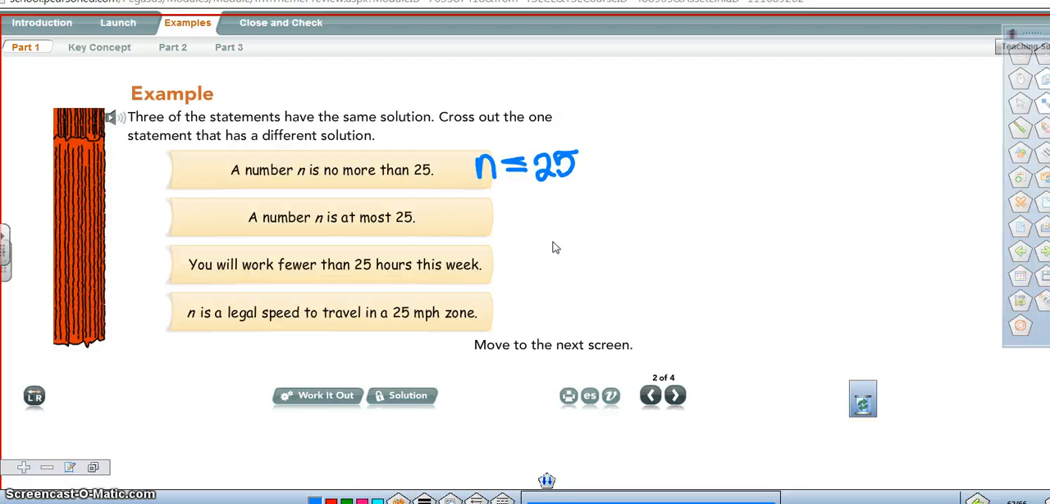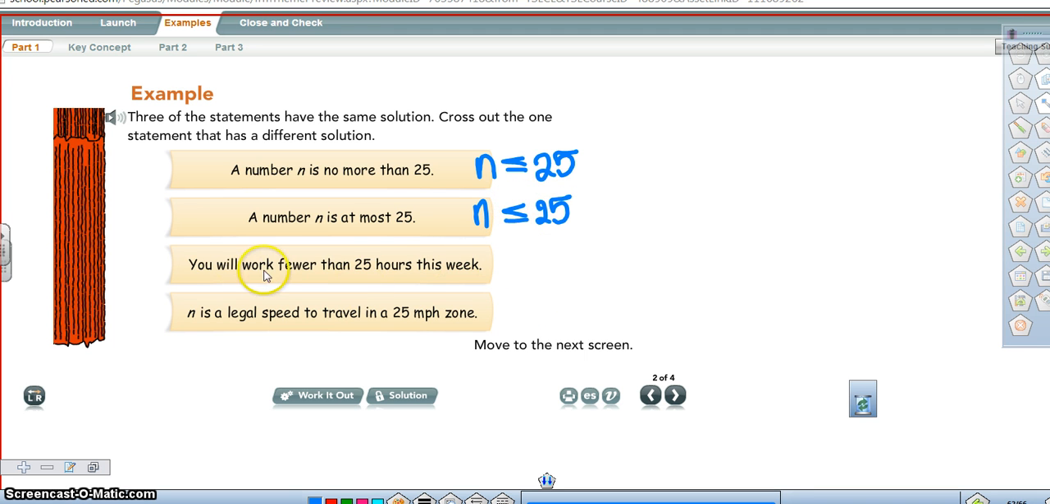Okay, hopefully you tried them out on your own. On this one, we have a number n is at most 25. When we say at most, we do mean that it can be up to exactly 25, but it just can't go more than that. So this is also saying the same thing as the first one.